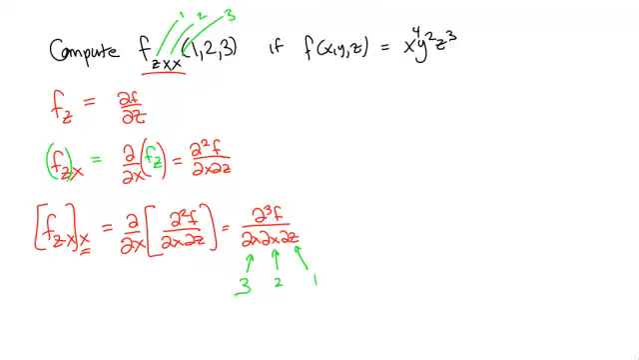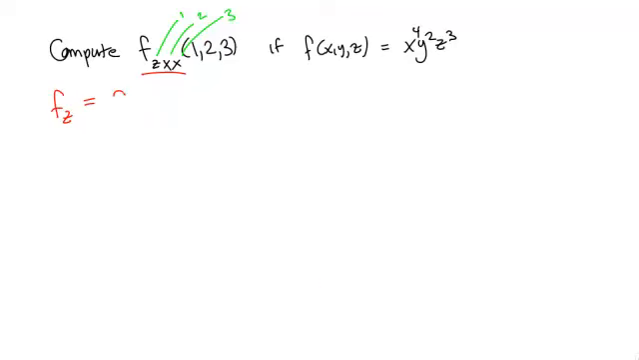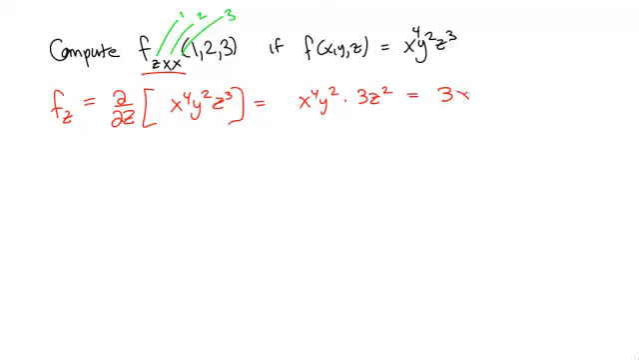So let's actually compute. To work out f sub z, we need to take the partial derivative with respect to z of x to the fourth y squared z cubed. When we differentiate that, x to the fourth y squared is a constant, comes along for the ride. The derivative of z cubed is 3z squared. And that gets me 3x to the fourth y squared z squared. Now we're going to take that and differentiate it with respect to x.